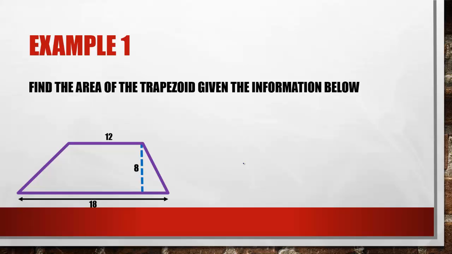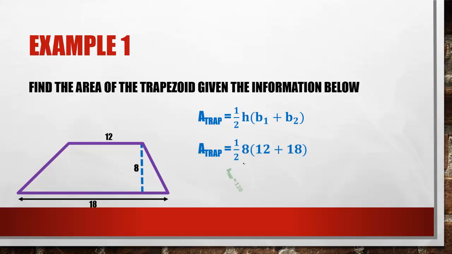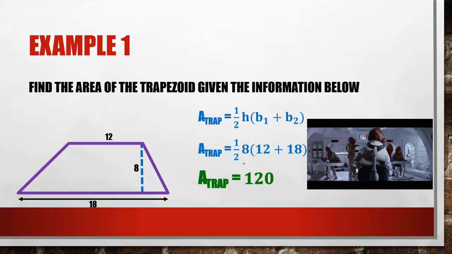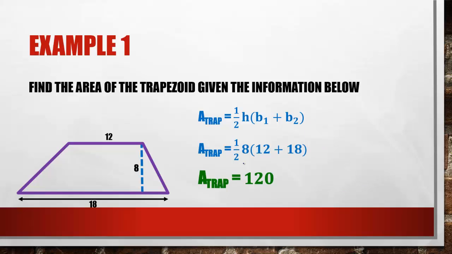So we have one base is 12, the other one's 18, and the height is 8. So we take our formula, the area of a trapezoid equals 1/2 the height times base 1 plus base 2. So the area of a trapezoid equals 1/2 times 8, which is the height, times 12 plus 18, which are the two bases. So the area of what? It's a trap! The area of the trap equals 120. Hopefully you can follow along with that.